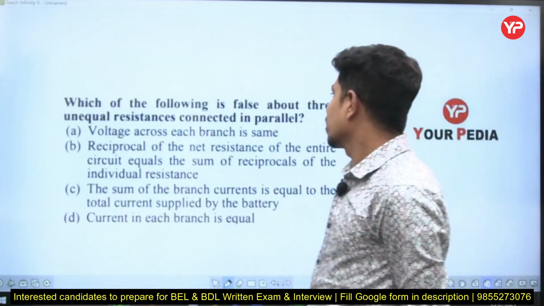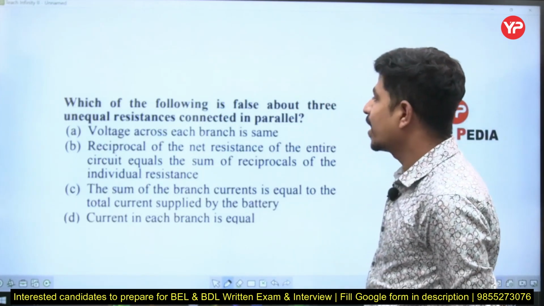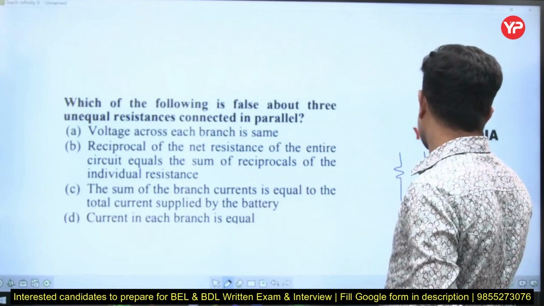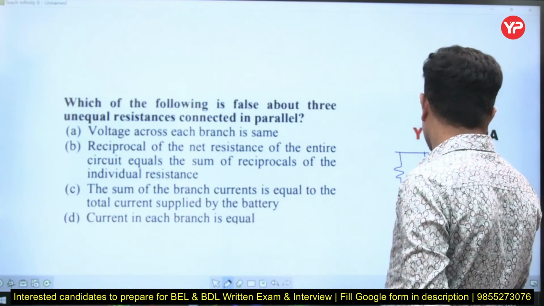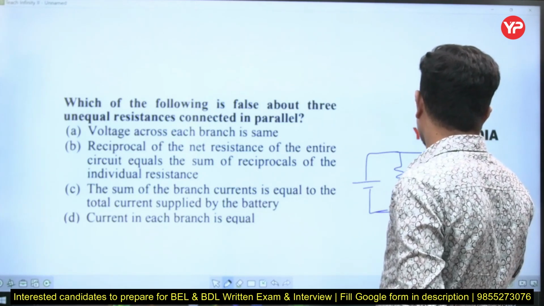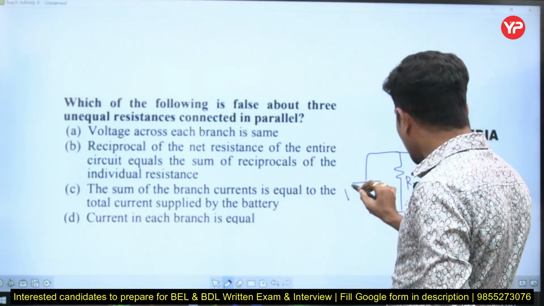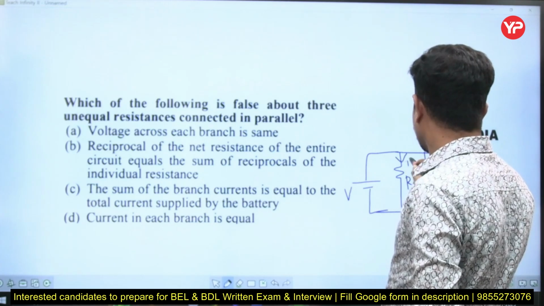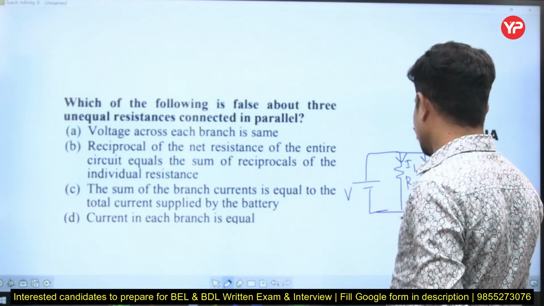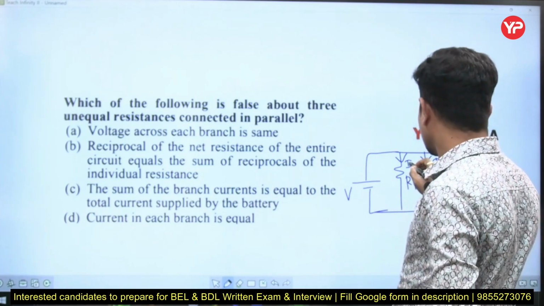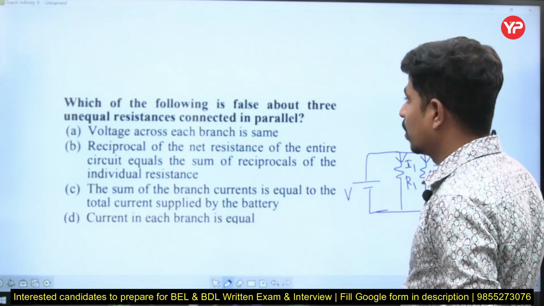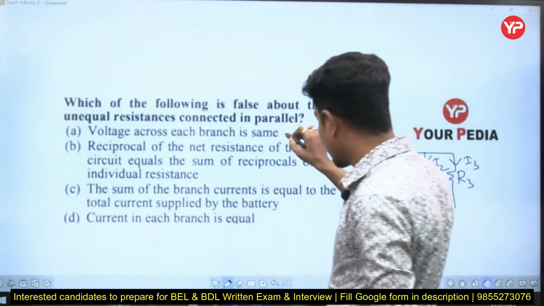Next question, please. Which of the following is false about 3 unequal resistances connected in parallel? Irrespective of resistances, if you connect in parallel, voltage will remain the same. As the voltage is the same but the resistances are different, the currents are also different. Why? Current is equal to voltage divided by resistance. Voltage across each branch is the same, correct. But he's asking about what?